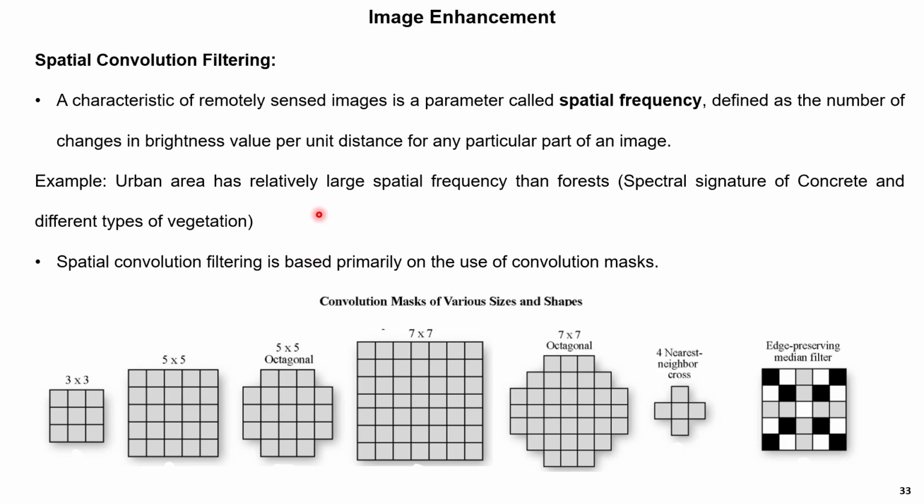In convolution filtering, we have different types of masks. Here I have represented the different types of masks with which we can work. 3 by 3, 7 by 7, these will be odd numbered masks, and the shape can be different. And these are edge filters. We have different types, so we'll see briefly what the types are.